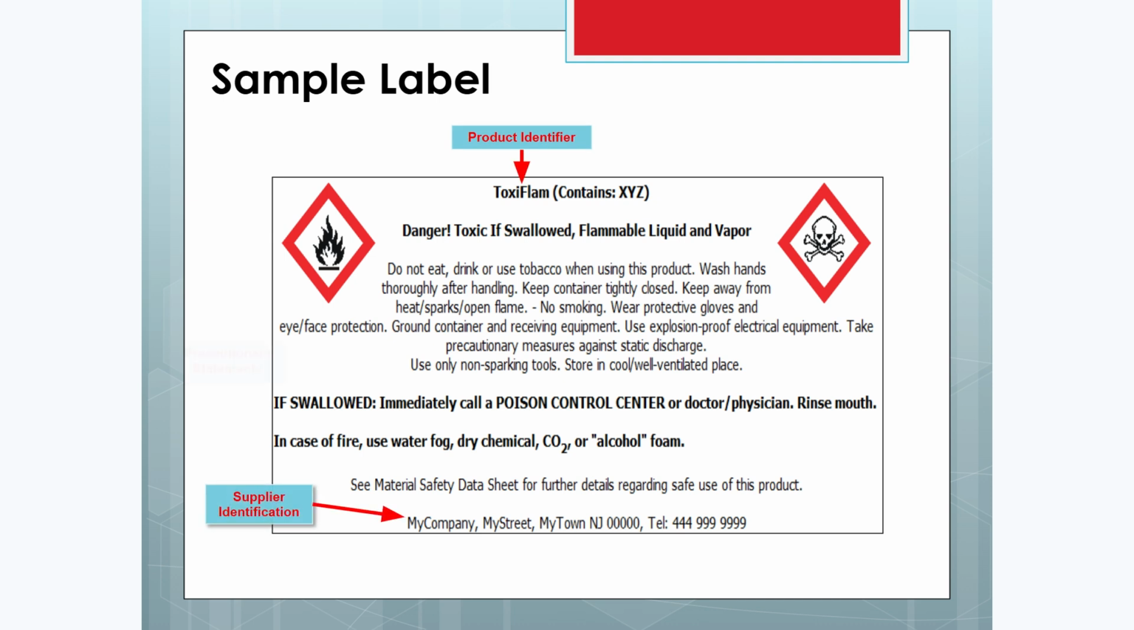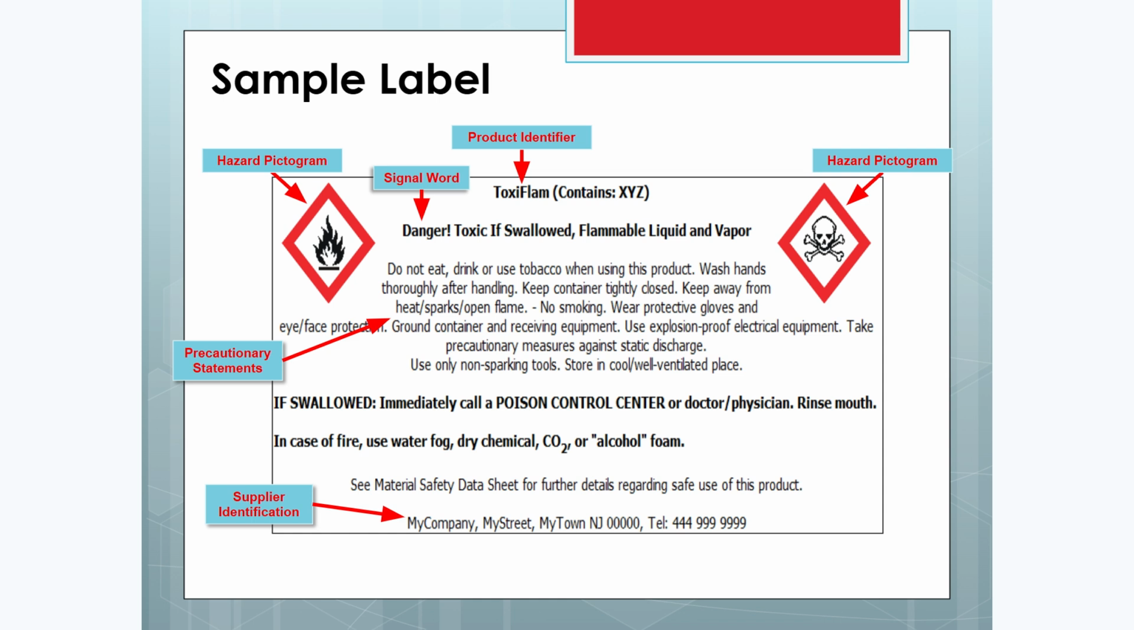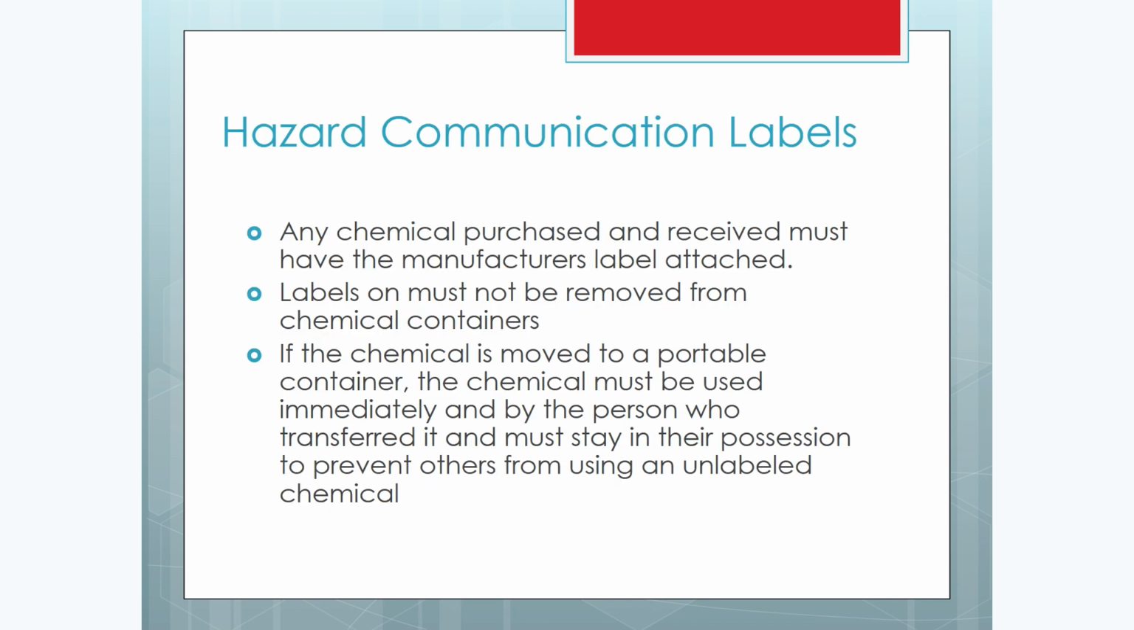Similarly, with this sample label, this one is toxic and it is flammable. It tells you some precautionary statements like do not eat, drink, or use tobacco while using that product. It tells you right at the top, danger, toxic if swallowed. This sort of information you're going to find just right there on the label, and it's kind of a summary of the important information you need to know about that chemical.